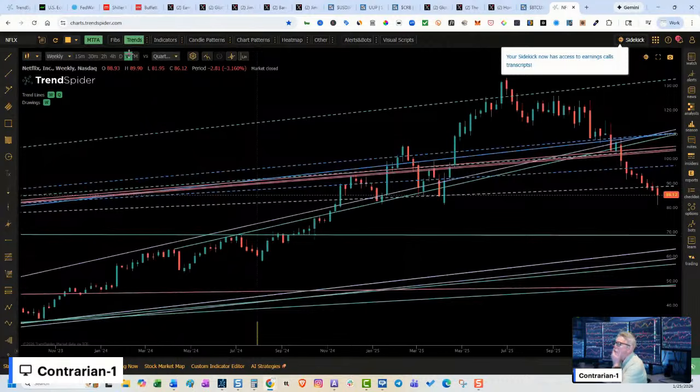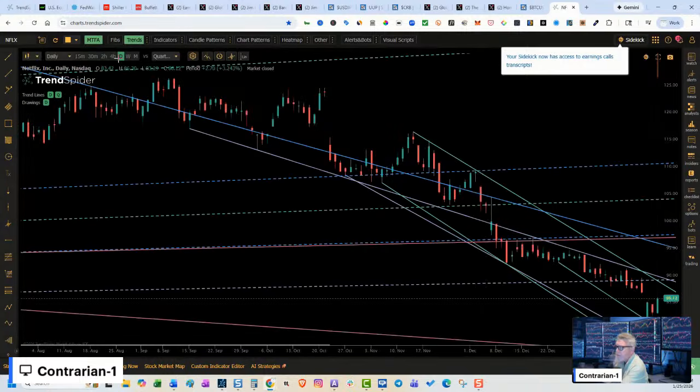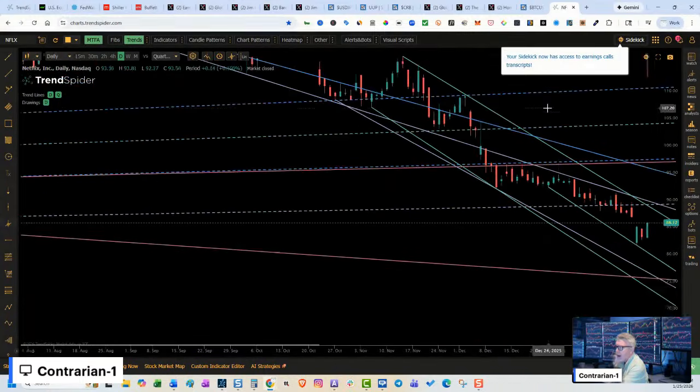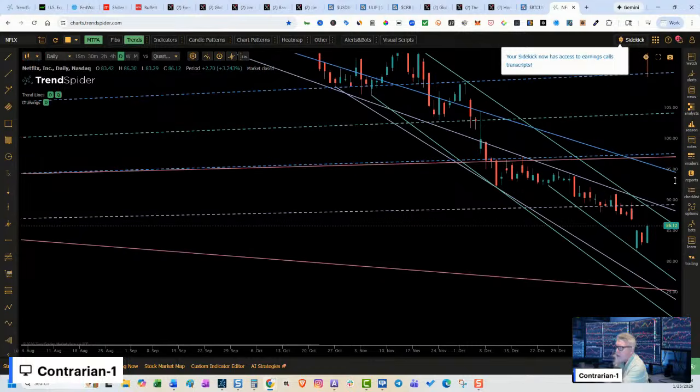Weekly chart. We broke quarterly resistance last week, and the dash line is quarterly support and resistance. We had a bit of a rally post earnings. We could rally up to about 88 or a filling of this gap at 87. But then I think it's probably going to roll over here and at least give us a retest.